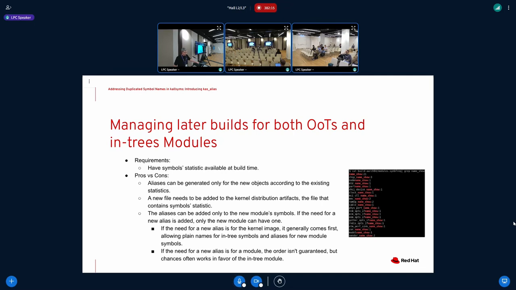Now I have another problem with the out-of-tree modules, and in order to address this, we need to have a file with the statistics of the previous build. The current implementation does provide this new file. But there is a problem: when you compile a new module, if the previous build doesn't have any duplicate for that specific symbol, the new module will have an alias while the old one doesn't. And this is something that needs a little bit of attention.